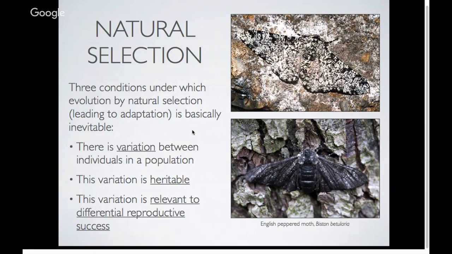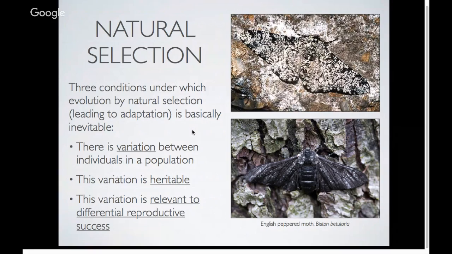So the first feature that is necessary is that there has to be variation between individuals in the population. They can't all be invariant in terms of the feature that you are looking at. So let's say we're looking at moth color. If every single moth in the population was white when the Industrial Revolution came around, likely all of them would eventually have been eaten and the species would have gone extinct.